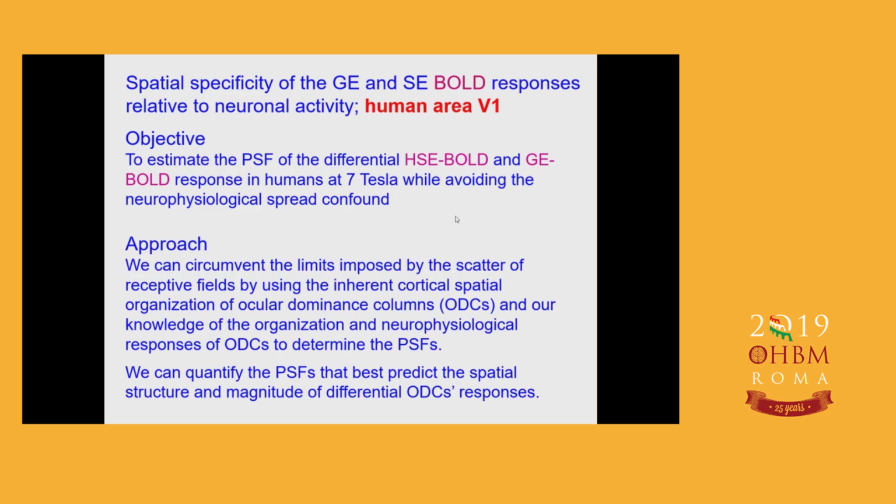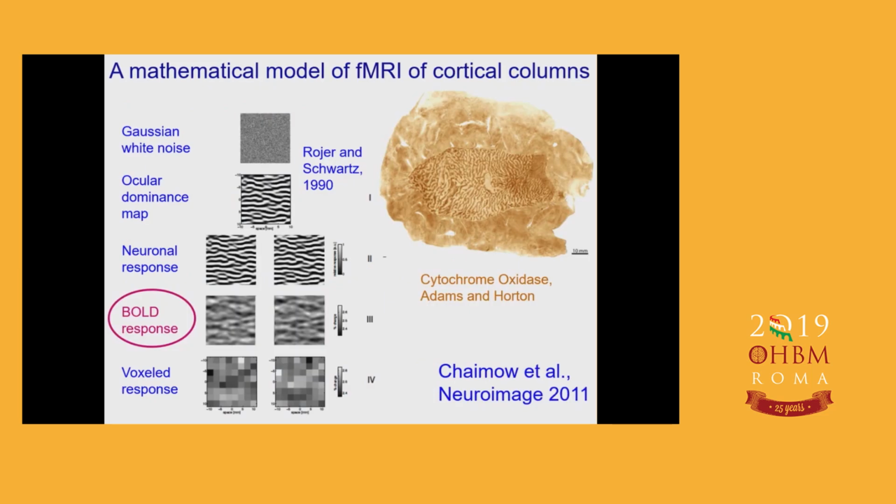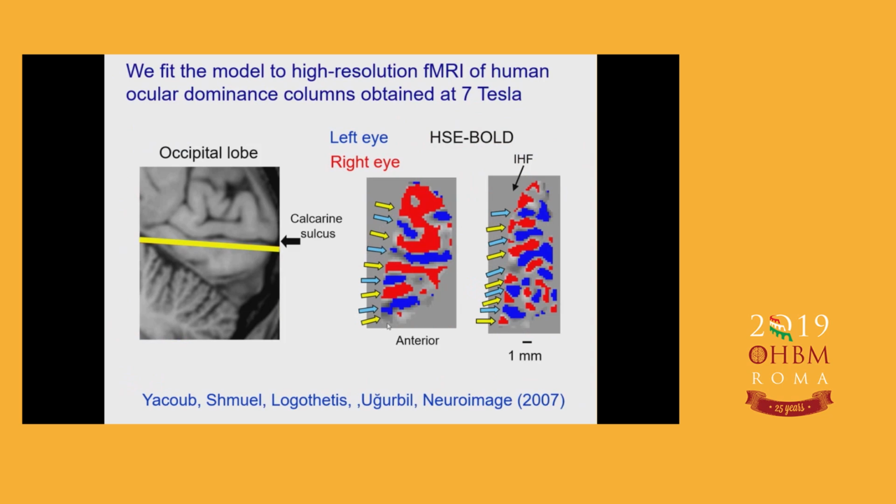Now, in order to avoid the neurophysiological spread confound, instead of using retinotopic stimuli, we used the data of ocular dominance columns, differential ocular dominance responses, and took into account information that we have about the neurophysiological response in V1 from monkeys in order to determine the point spread function. So we quantify the point spread functions that best predict the spatial structure and magnitude of differential ocular dominance responses. So we took the model and fit it to ocular dominance data obtained with gradient echo and spin echo.